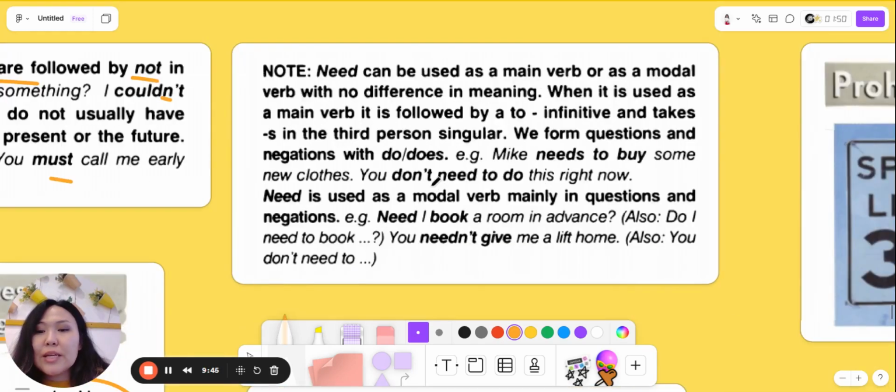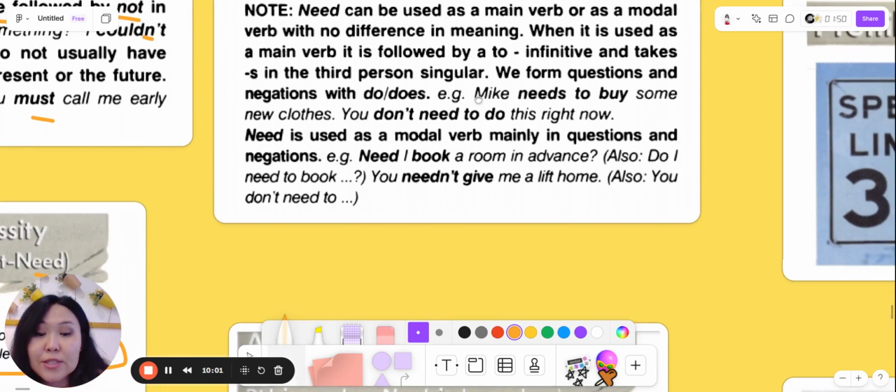And also we need to know that need can be used as a main verb or as a modal verb with no difference in meaning. When it's used as a main verb, it's followed by to infinitive and takes s in the third person singular. And we form questions with do/does. For example, Mike needs to buy some new clothes. And here we see that it's used as a main verb.